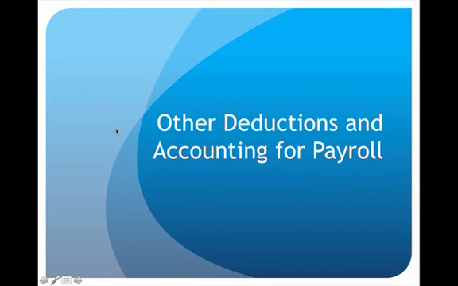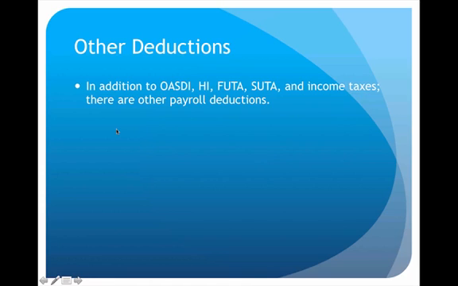This is the video lecture on other deductions and accounting for payroll. Up until this point, we've talked about many different payroll deductions. We've had the Social Security deductions, which included OASDI as well as HI. We also talked about the federal unemployment and state unemployment deductions, and also income tax withholding. And even though we've had all these deductions, believe it or not, we still have more deductions potentially.